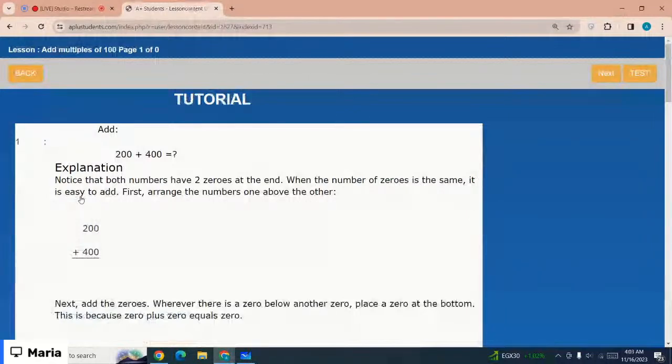The first example is 200 plus 400, right? So both the numbers have equal number of zeros. Both the numbers are 3 digits. They both have 2 zeros at the end, right? Because they have same number of zeros, so adding them is very easy. You have to arrange them one above the other, right? Now you know that 0 plus 0 is 0, 0 plus 0 is 0. Just add the non-zero values. Non-zero values are 4 plus 2, so 4 plus 2 is 6. So 200 plus 400 equal 600.